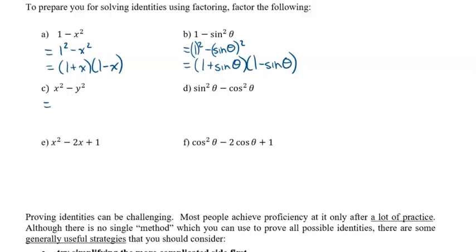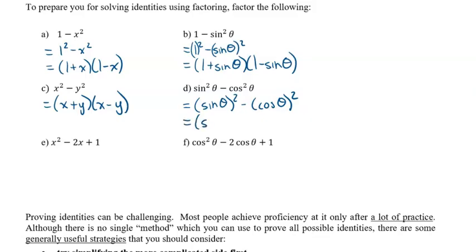X squared minus y squared. Well, again, that's a difference of squares: x plus y times x minus y. Done. Well, what about this next one? I could rewrite this as sine theta all squared minus cos theta all squared. Well, that's like x squared minus y squared, right? And so that's sine theta plus cos theta times sine theta minus cos theta.